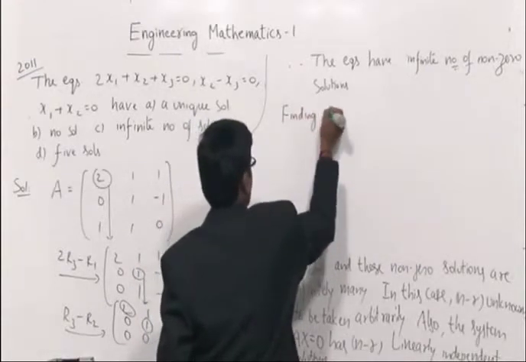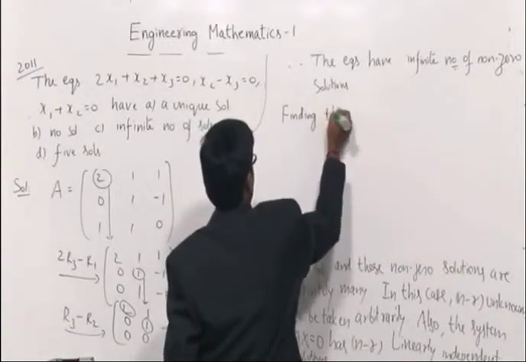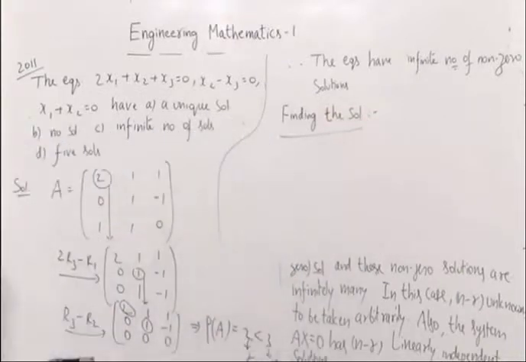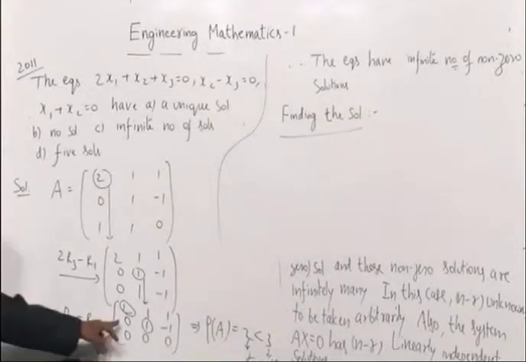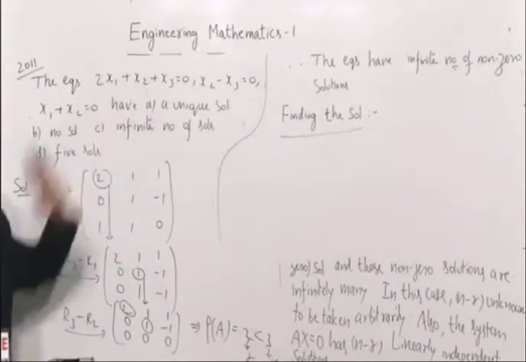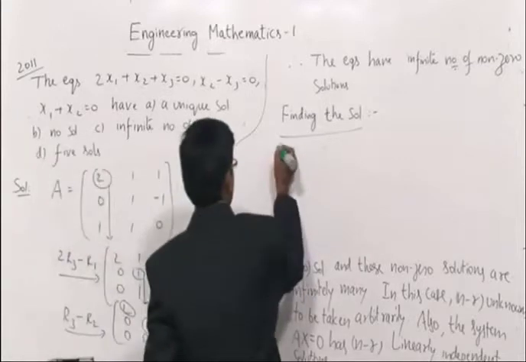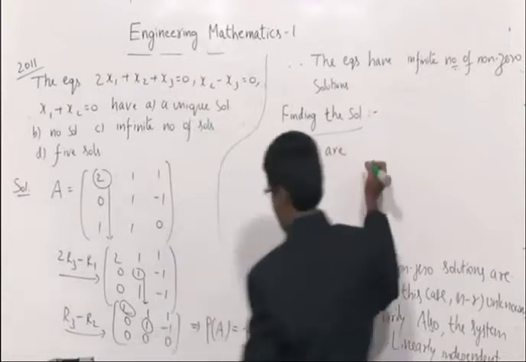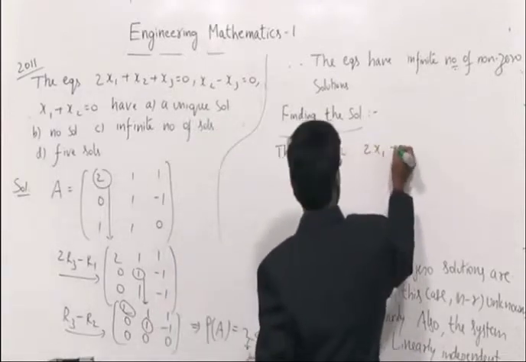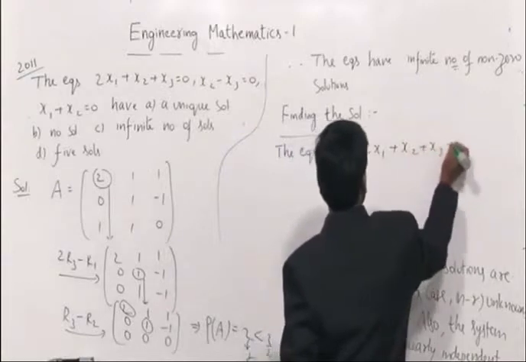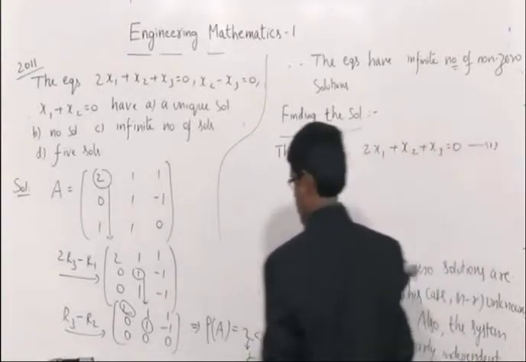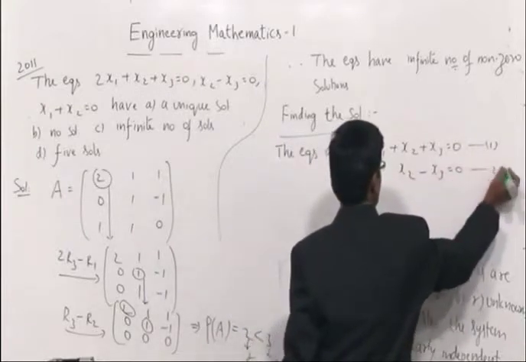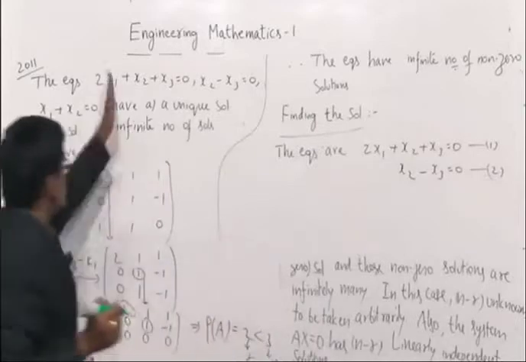Finding the solution is actually not required, but I am showing the procedure. Convert that last matrix into equations with the help of x1, x2, x3. The first row is unchanged. The equations are equivalent to 2x1 plus x2 plus x3 is equal to 0, equation 1. x2 minus x3 is equal to 0, equation 2. Don't convert again.